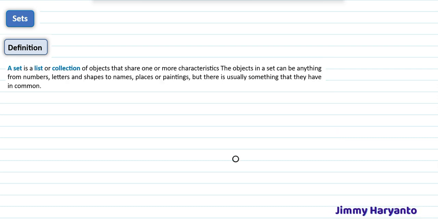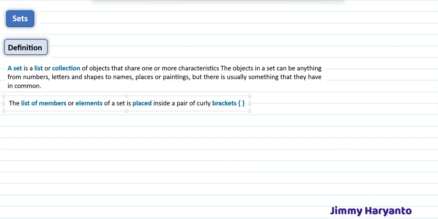A set is a list or collection of objects that share one or more characteristics. The objects in a set can be anything from numbers, letters, shapes to names, places or paintings. It's up to you, but there is usually something that they have in common. The list of members or elements of a set is placed inside a pair of curly brackets like this.